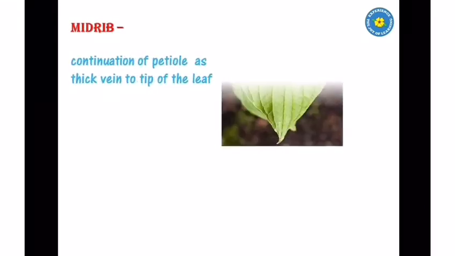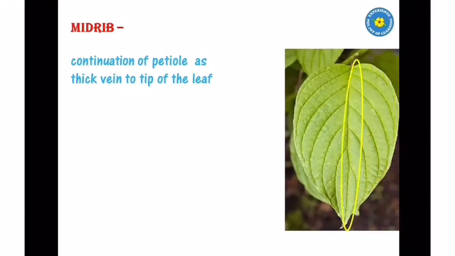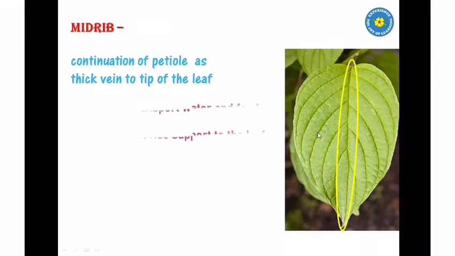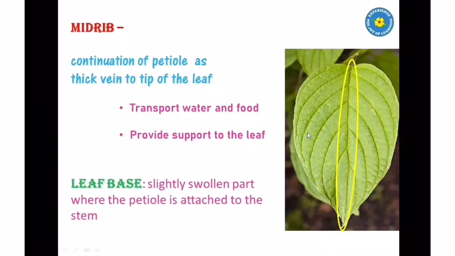The next is the midrib. The midrib is the elongation or extension of the petiole which runs from the leaf base to the tip of the leaf, and it gives rise to the nerves, veins and veinlets, which help in the transport of water and food and provide support to the leaf, like the bones give structure to our body. And the leaf base is the slightly swollen part found where the petiole gets attached to the stem. So the midrib runs through the middle and divides the leaf into two equal halves, and the leaf base is the swollen part where the leaf gets attached.